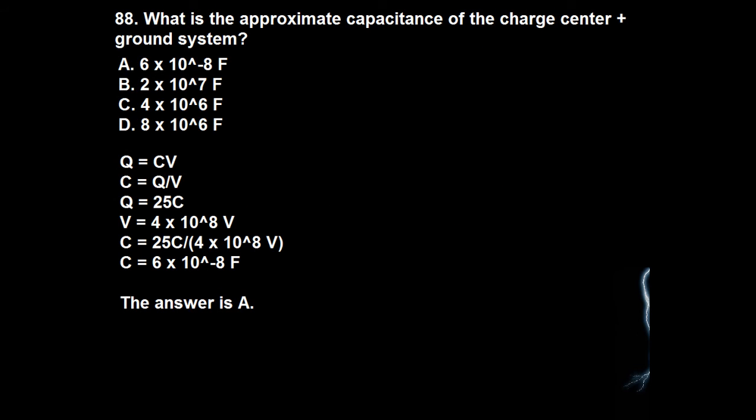Question 88 asks, what is the approximate capacitance of the charge center, which is positive, on the ground system? We can use the equation Q equals C times V, which is charge equals capacitance times voltage. We write that capacitance equals charge divided by voltage. We know the charge is 25 coulombs, and the voltage is 4 times 10 to the 8th volts. Dividing 25 coulombs by 4 times 10 to the 8th volts, we get capacitance equals 6 times 10 to the negative 8th farads. The answer is A for 88.